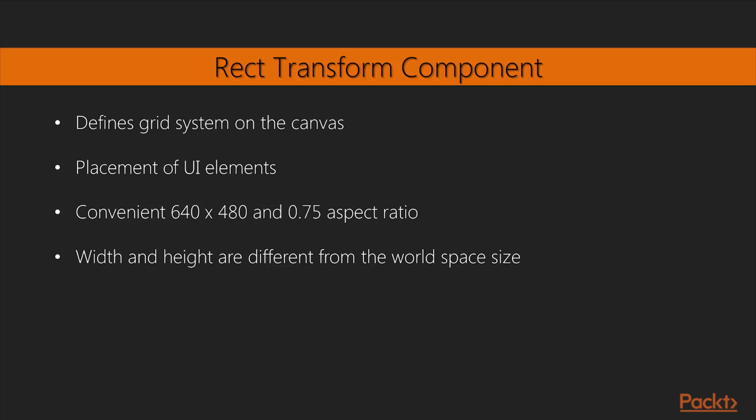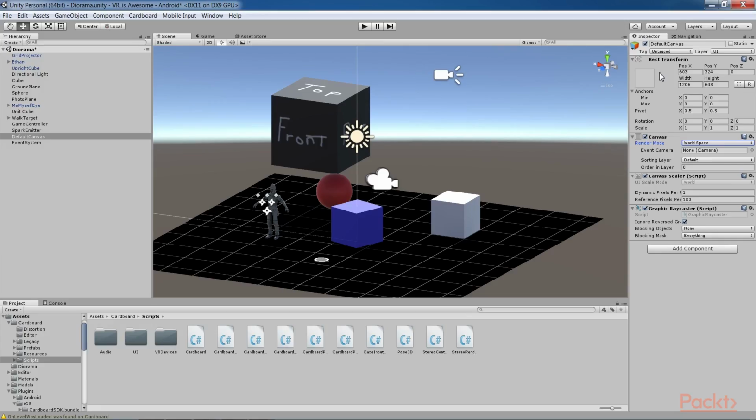The rect transform component defines the grid system on the canvas itself, like the lines on a piece of graph paper. It is used for the placement of UI elements on the canvas. Set it to a convenient 640 by 480 with a 0.75 aspect ratio. The rect transform component's width and height are different from the world space size of the canvas in our scene. Let's configure the rect transform component in rect transform set width equals 640 and height equals 480.